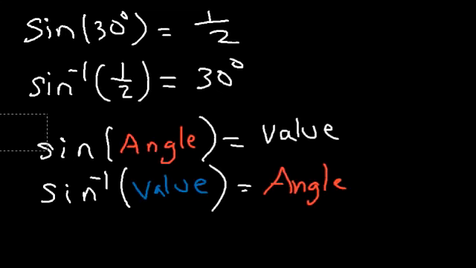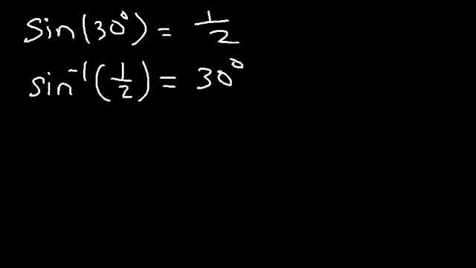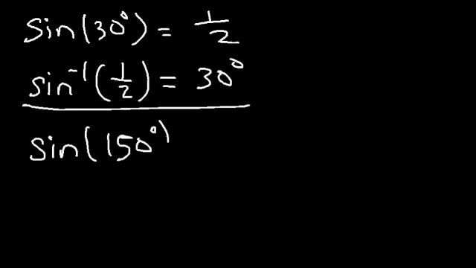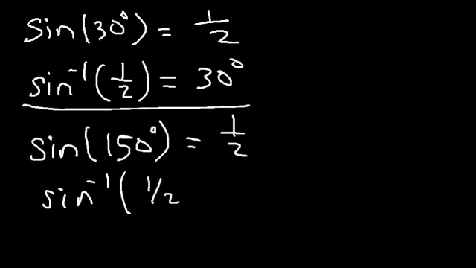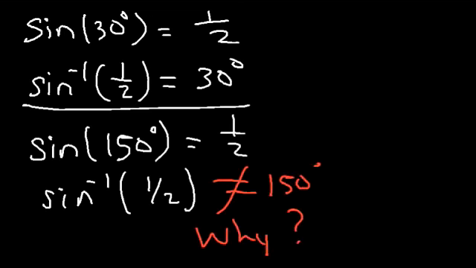But now you have to be careful because the inverse function has limitations, whereas the sine function, its domain goes on forever, from negative infinity to infinity. So here's an example to illustrate that. Sine of 150 is also a half. However, the inverse sine of a half, and this is important, does not equal 150. Question is, why? Well, as we mentioned before, the inverse function has a restricted domain.